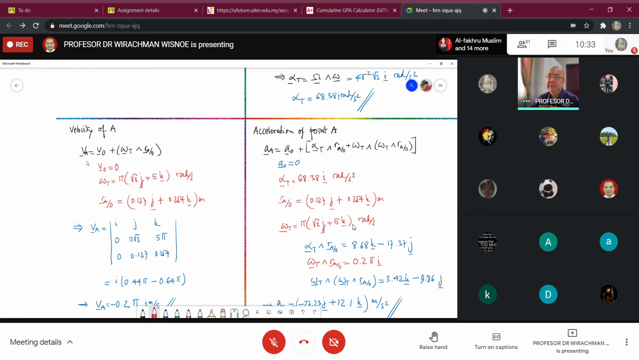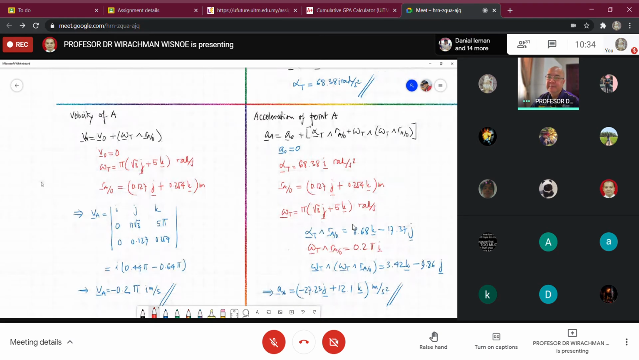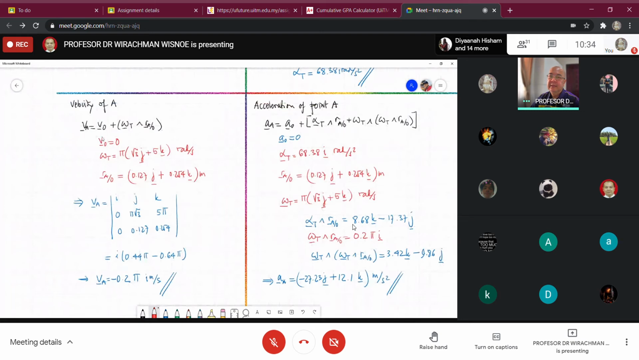If you still remember in 2D, the formula is exactly the same. If you return back to the 2D case, the formula is exactly the same. It's not different. And point O is not translating. So the point O is fixed there. It stays there. So we don't have V naught. We have only this component, rotation.